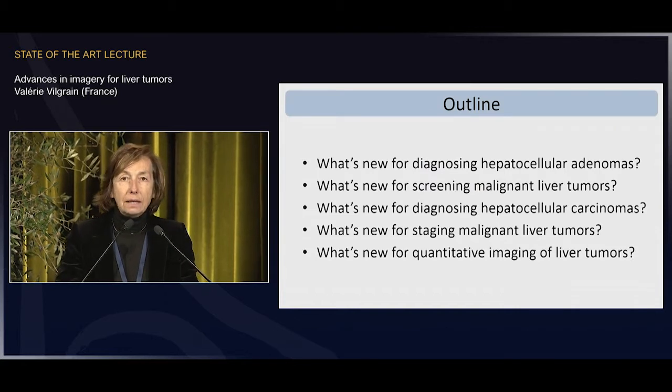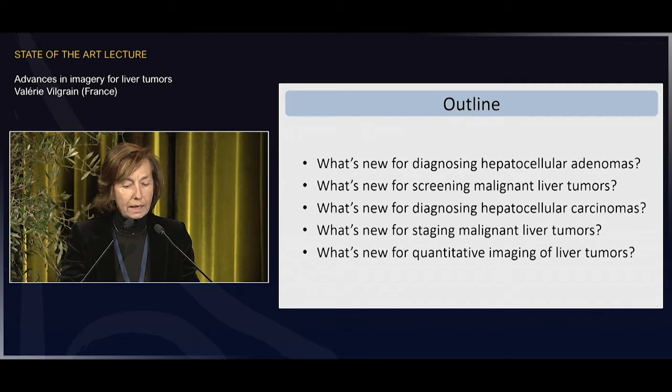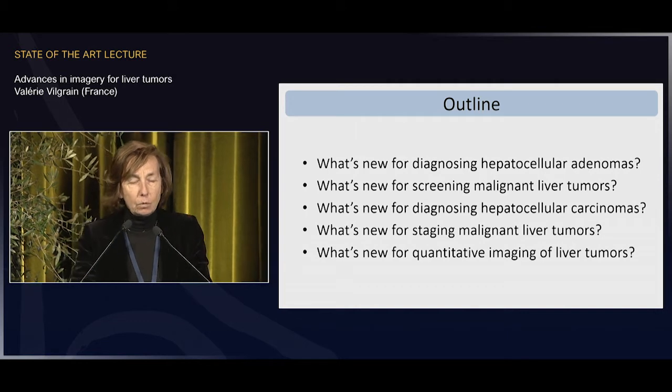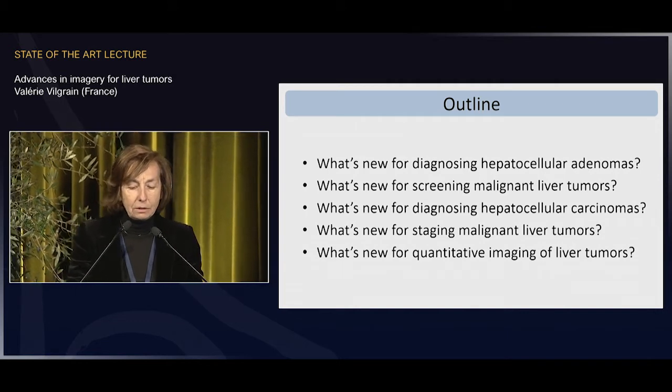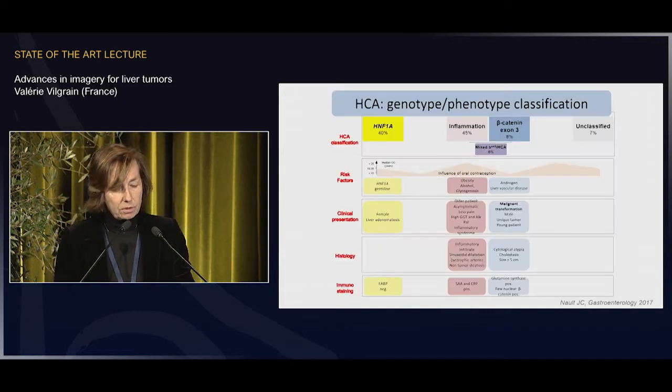So the outline I have chosen for you is, first of all, to touch a bit on what's new regarding the characterization and subtyping of hepatocellular adenomas. And then we will go more deeply into liver malignancies, HCC and liver metastases, and we will look at new aspects regarding screening, diagnosis, and staging. And then we will end up with a few words regarding quantitative imaging. So let's start with the hepatocellular adenoma.